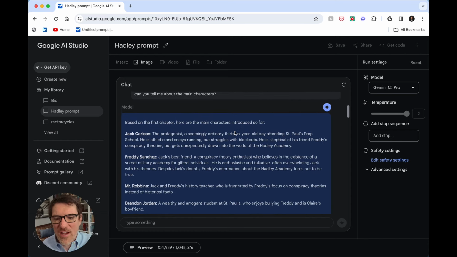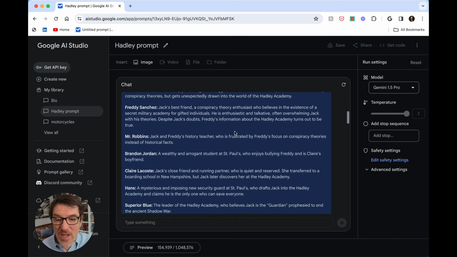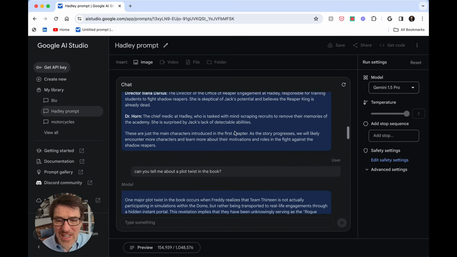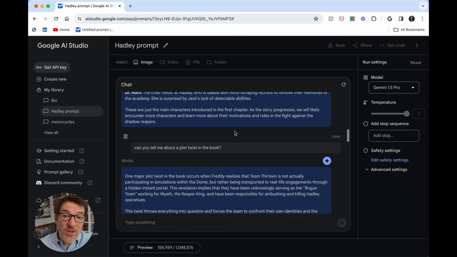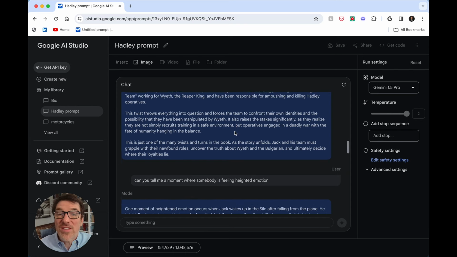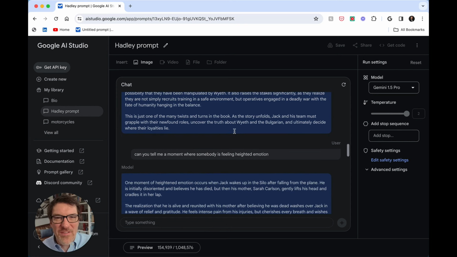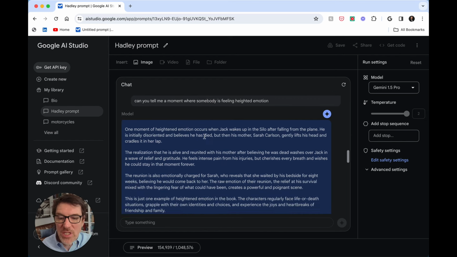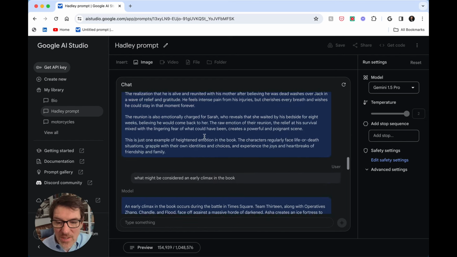So I asked about the main characters, and it gave me a great little summary about the main characters, really well done. Then I said, can you tell me about a plot twist? And it was like, yeah, sure. Here's a major plot twist, which is cool because it means that it's actually really absorbing and figuring out what a plot twist is, a moment where somebody's feeling heightened emotion. It did that really, really well.